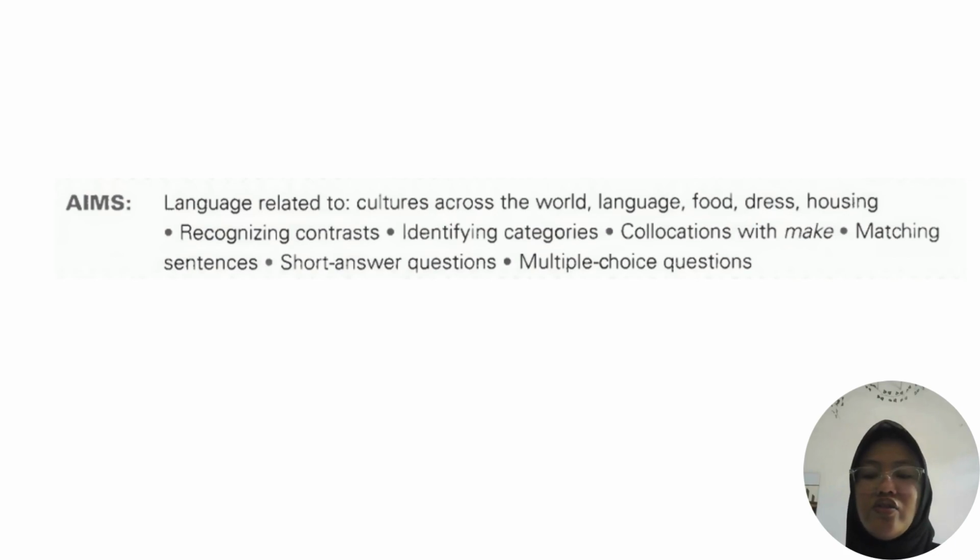You are going to listen to several dialogues, monologues, and conversations. They talk and discuss culture across the world, specifically and mostly about the language, and then the food, the custom, the hosting, the traditional art, for example, and the society and also the culture around the world. Okay, that's it. Let's move on to the next slide.